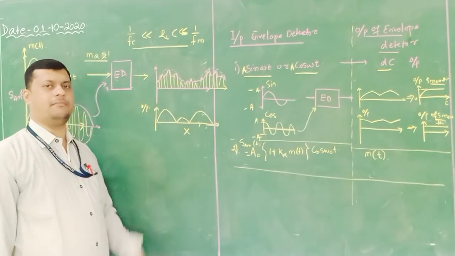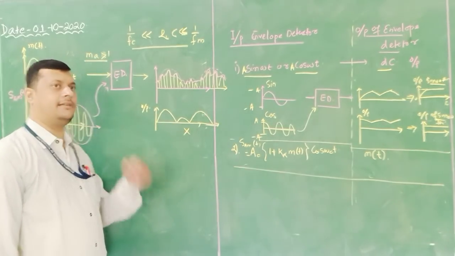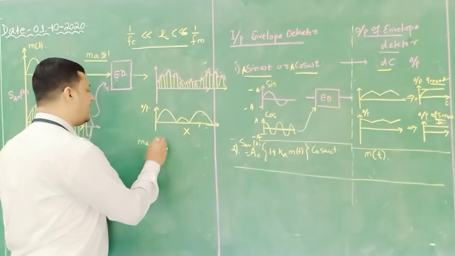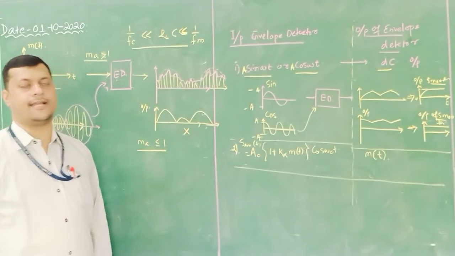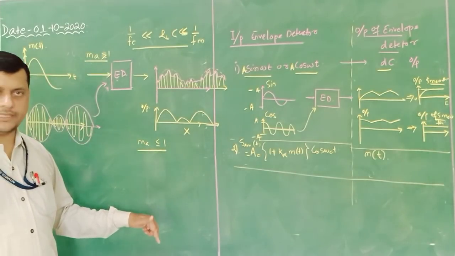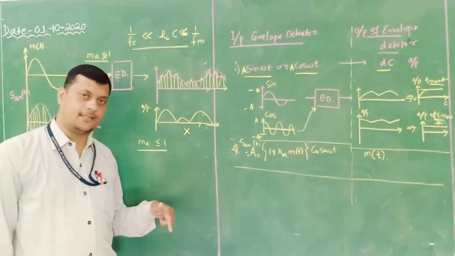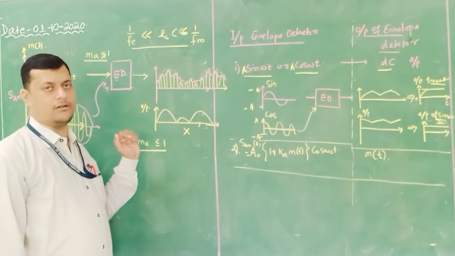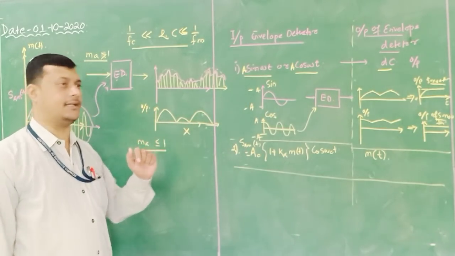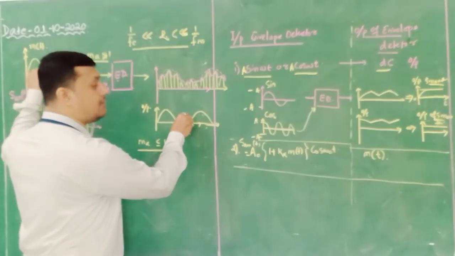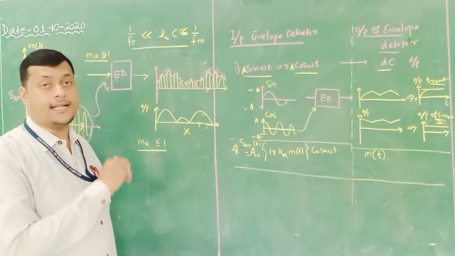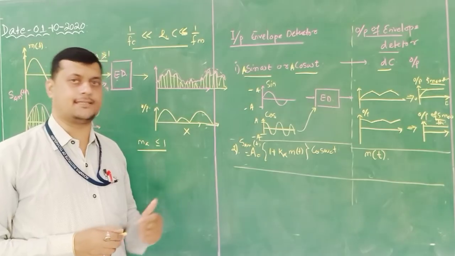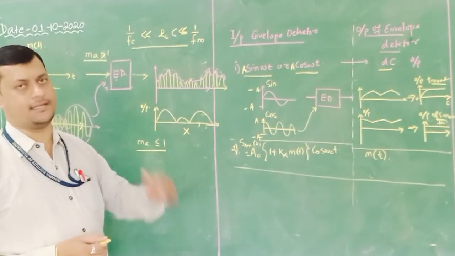So if it is not my message signal, what is this envelope detector doing? The envelope detector works only for MA less than or equal to 1. That means the envelope detector works properly and reconstructs the modulating signal only for under modulation and critical modulation, not for over modulation, because the output for over modulation is different from the input provided. In other cases we have seen that if the modulation index is less than 1 or equal to 1, the message signal is reconstructed.